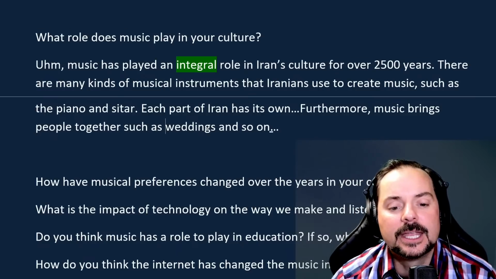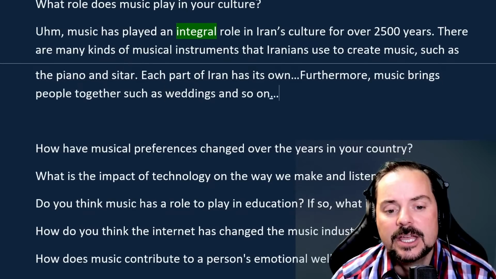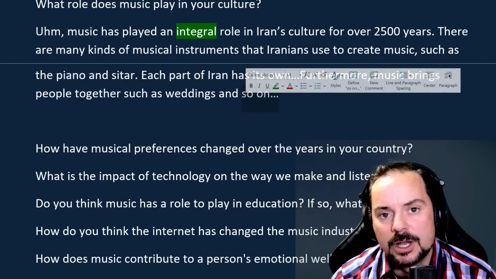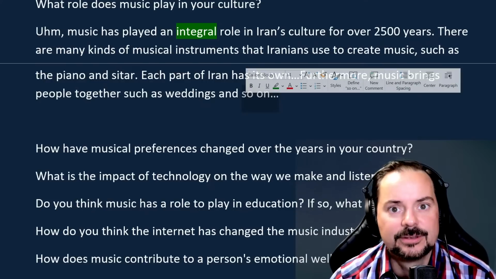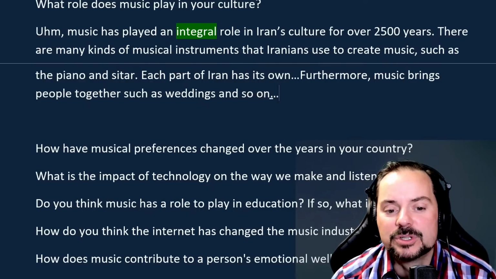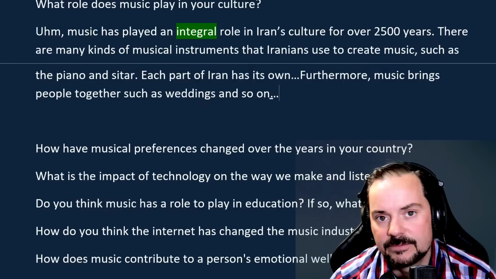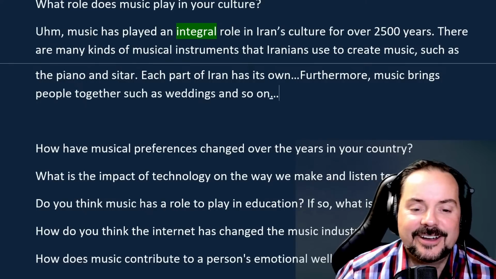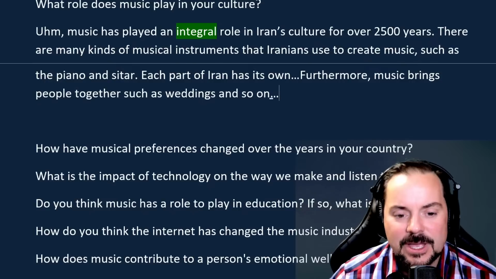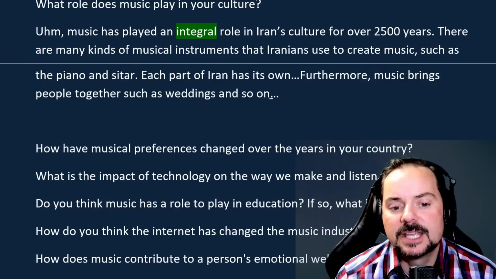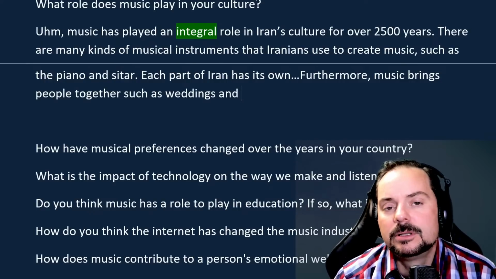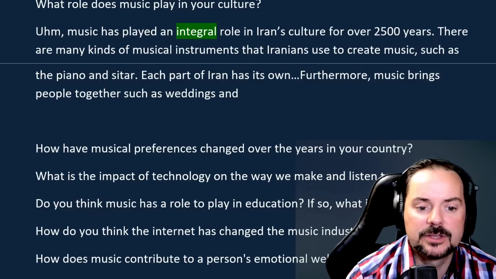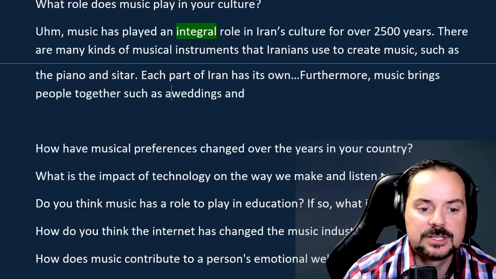In academic and professional settings, it's strongly advised to avoid using "so on," "etc.," "so forth," "on and on." All of those. The reason is that it has no meaning for your listeners. It's like da da da da da. Instead of saying "and so on," just give another example and that's it. Further, music brings people together, such as at weddings and birthdays.